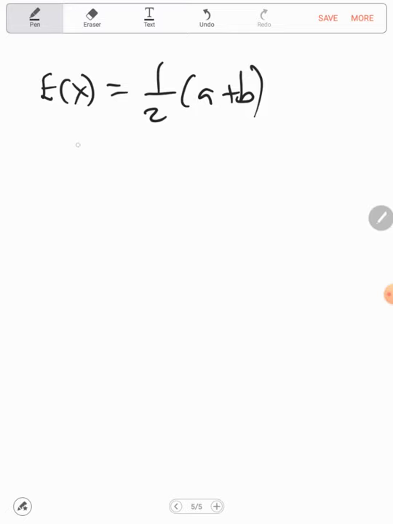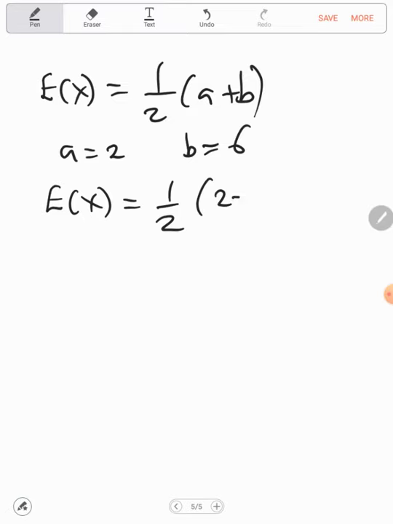Let's begin with the mean. We know the expected value is given by 1 over 2 (A plus B). The range of the values is given as 2 and 6, so our A is 2 and B is 6. Therefore, the expected value is 1 over 2 multiplied by (2 plus 6), which is 1 over 2 multiplied by 8, which gives 4 as our answer.